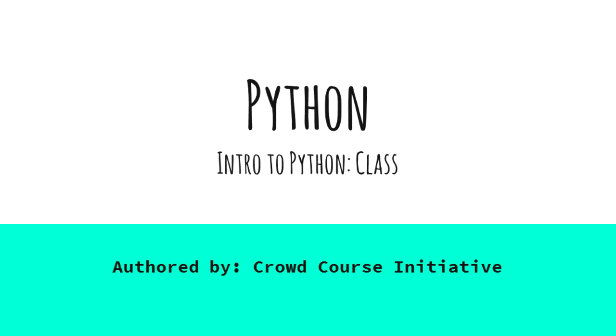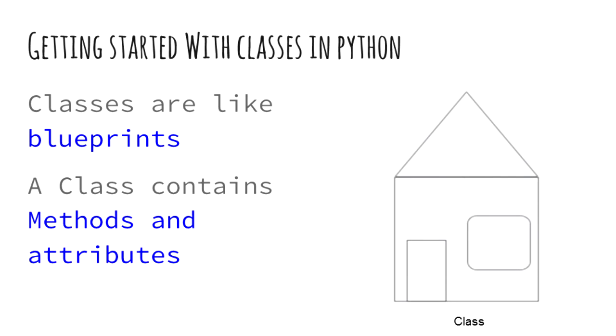In this video, let us learn about classes in Python. Python is an object-oriented programming language. An object is an instance of a class. So, what is a class?